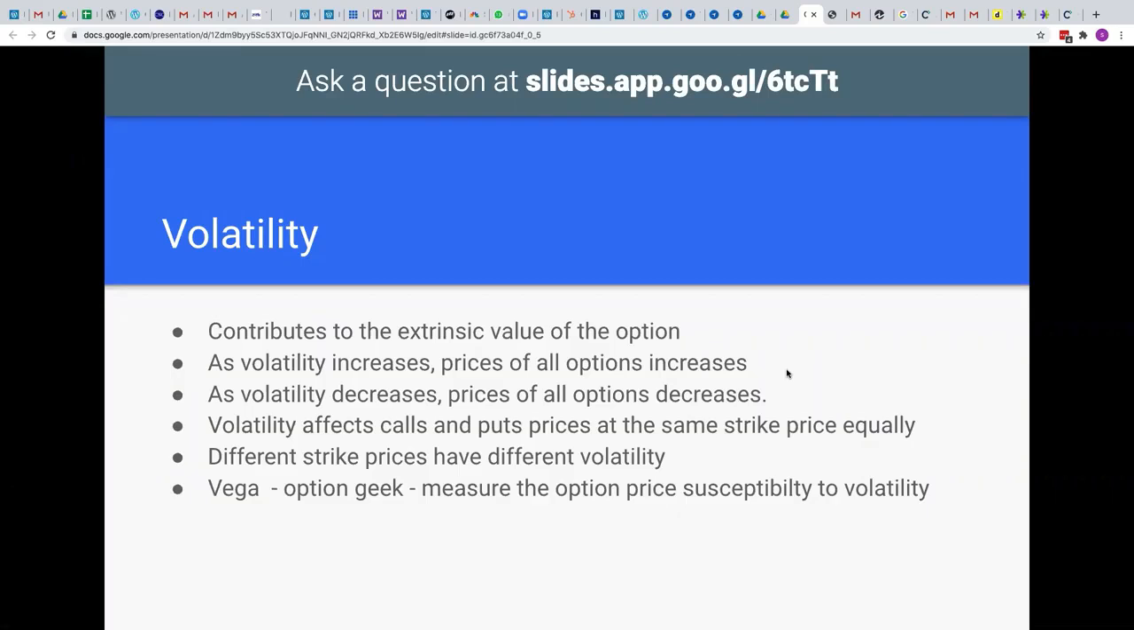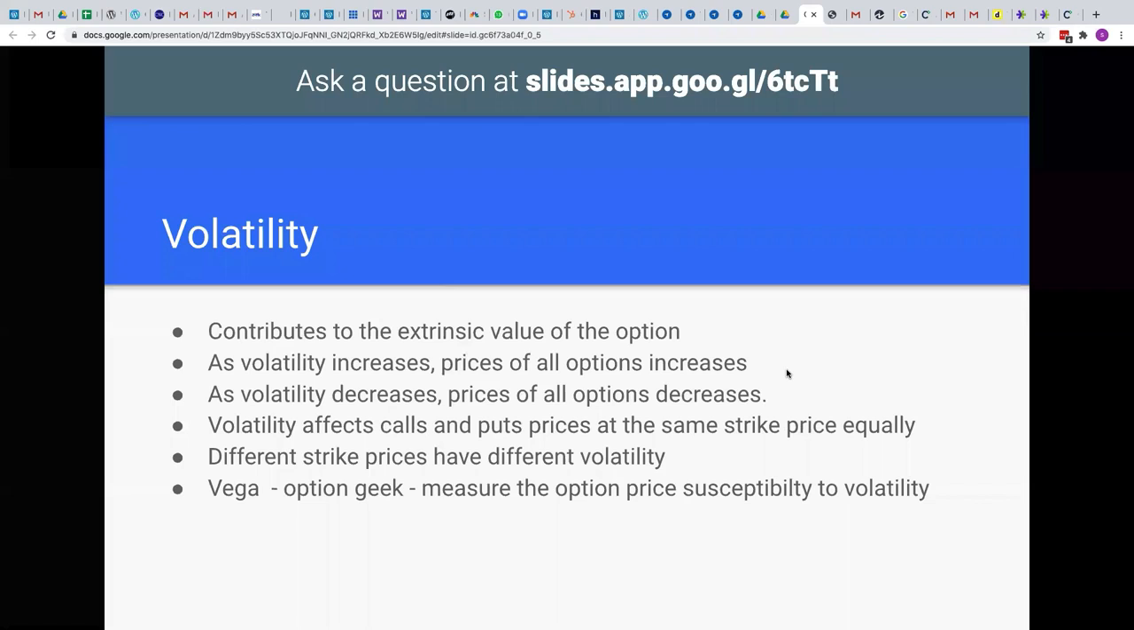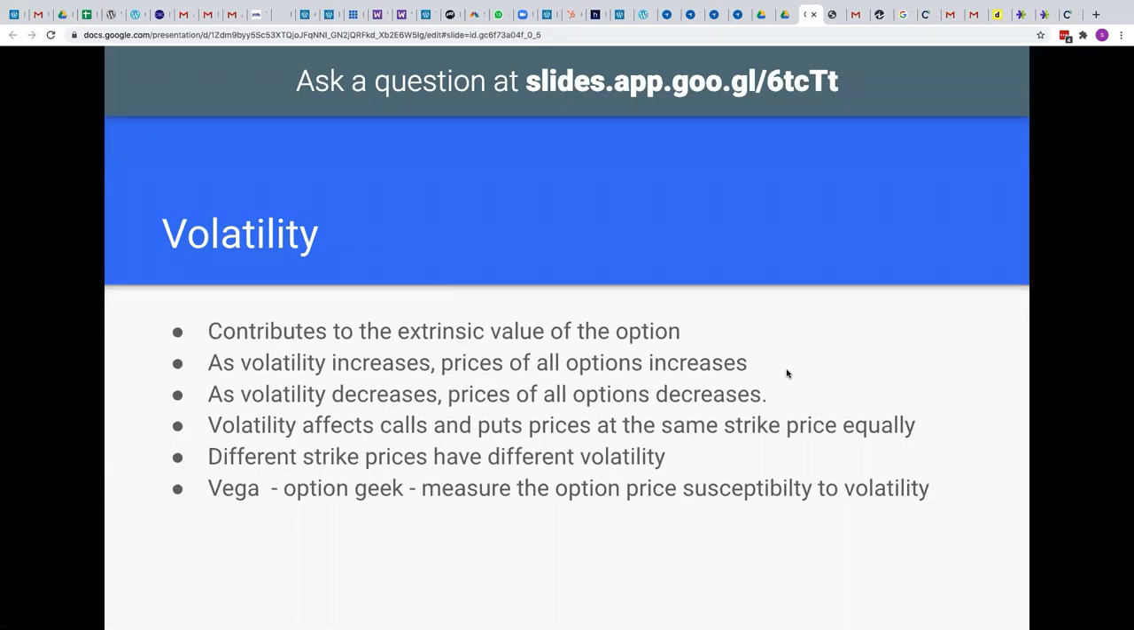Volatility is something that is usually measured by the VIX. As the VIX increases, so does the extrinsic value of your option. When the volatility increases, all the call and put prices of the same strike price increase equally. What do I mean by that? Only the extrinsic value is increasing because of the volatility, whereas the intrinsic value remains the same. Okay, so that's what we are saying.